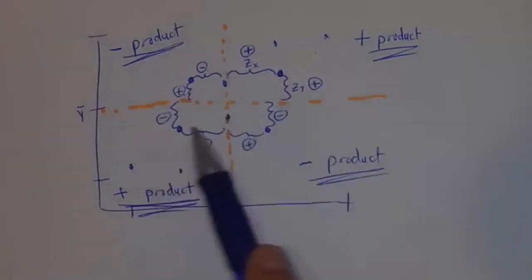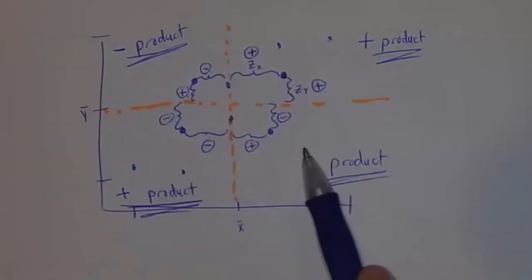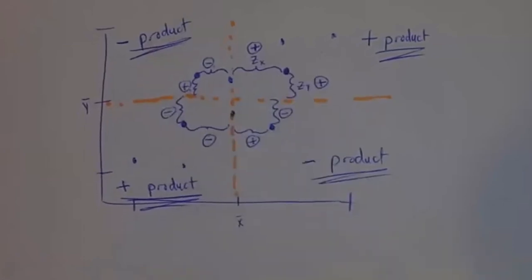Now, if there's an equal number of positives and negatives, then all of those will cancel out, and I will get a value close to 0. A value close to 0 will indicate that we don't really have a linear relationship.